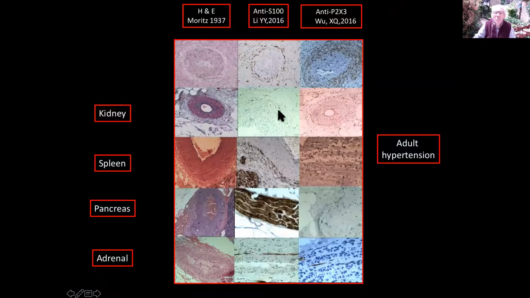Then in the second column, you see injured nerves around all the arterioles in the kidney and the spleen, loss of nerves in the pancreas here, and injured nerves again around the adrenal arterioles. Importantly, the uterine vessels stain positively for nerves here, but also for this unusual stretch receptor, which becomes important in terms of pregnancy hypertension, and we'll discuss that in the next video.